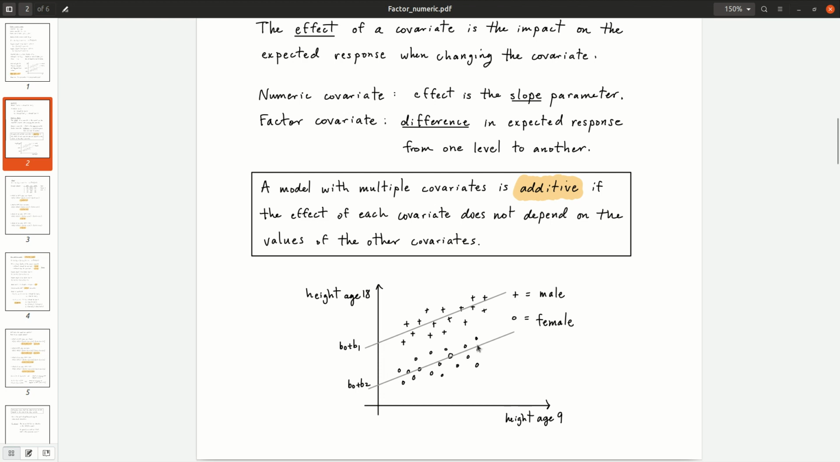So you can say, what's the effect of increasing the height at age 9 by 1? Well, it's going to go this way by 1 and up by 1, which is exactly the slope. So this is the effect for female of increasing height at age 9 by 1. And the effect for the male is exactly the same. You go over by this much and you go up by this much, which is the slope. Now, since the slopes are the same, the effects are the same, and therefore the effect of changing height by 1 does not depend on the level of the factor variable, and therefore it's an additive model.